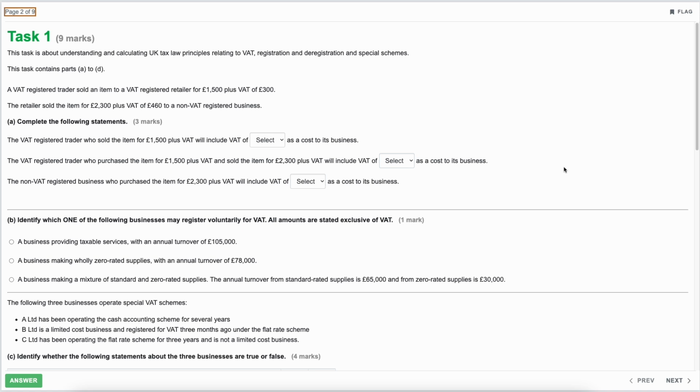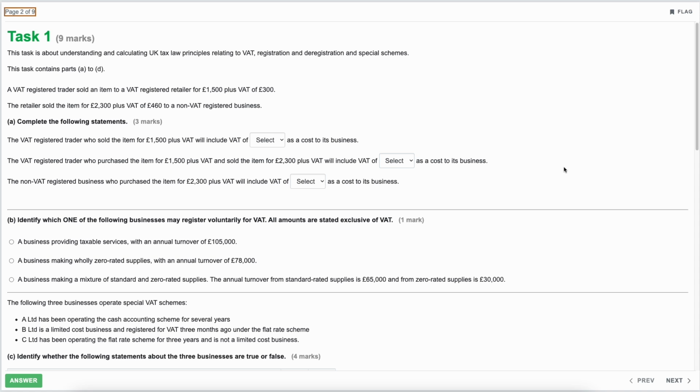So task number 1, this is about understanding and calculating UK tax law principles relating to VAT registration and deregistration, plus special schemes. So quite a lot in this first task that it can cover, so there will be a little bit of variation in terms of the questions that you will see. So this task contains part A through to D.